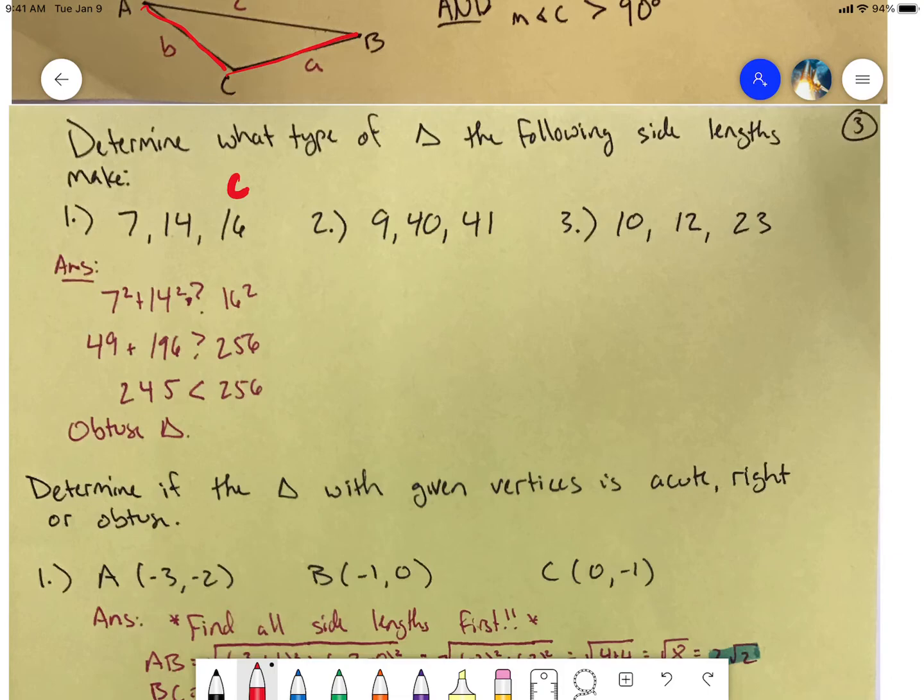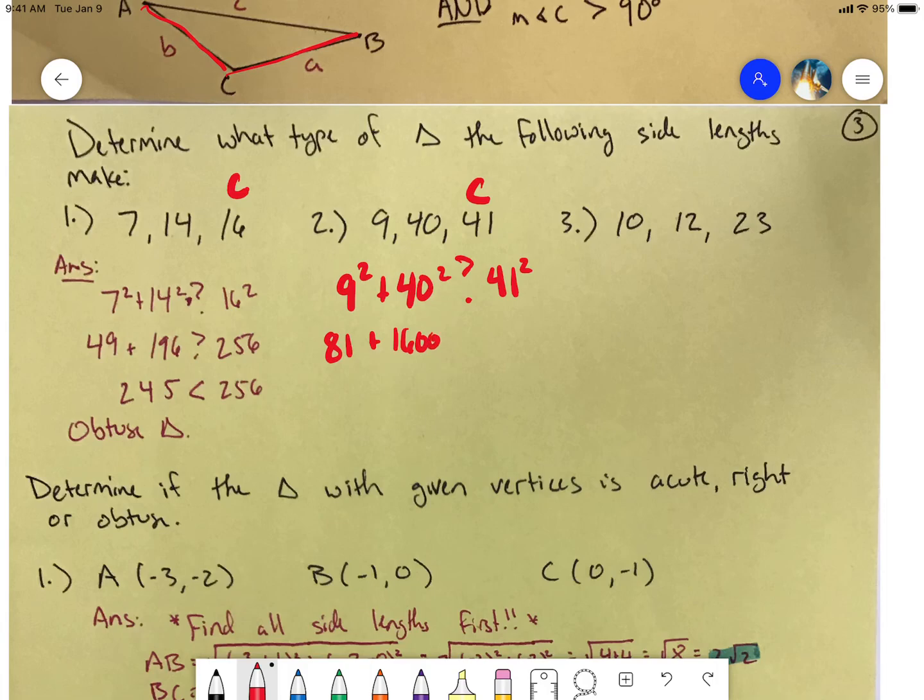All right, number 2, we're going to look at the same idea. We want to look at 9, 40, 41. This is obviously my greatest side. So we want to look at 9 squared plus 40 squared, and how does it compare to 41 squared? Well, 9 squared is 81, and 40 squared is 1600.